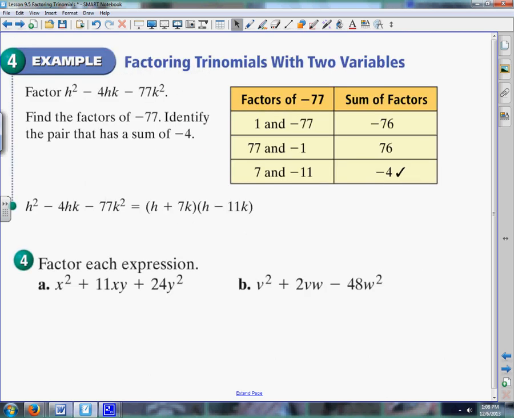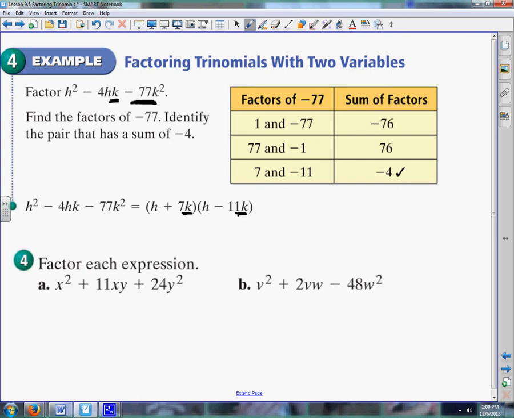Okay, factoring trinomials with 2 variables. So if you look at this one, this has an h and a k. So first you still have to do the same thing, find the factors of 77. And then you're going to identify the pair that has a sum of negative 4. So you're really doing the same thing. However, if you look, just this second number is going to have the second variable.